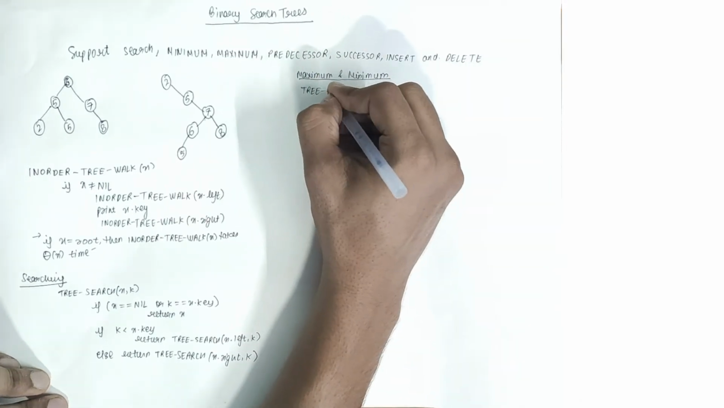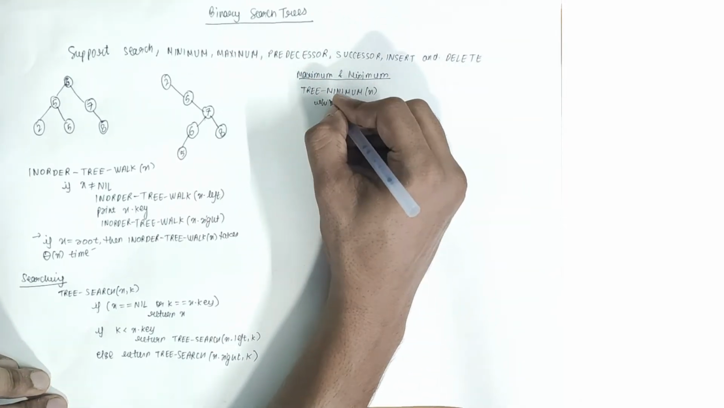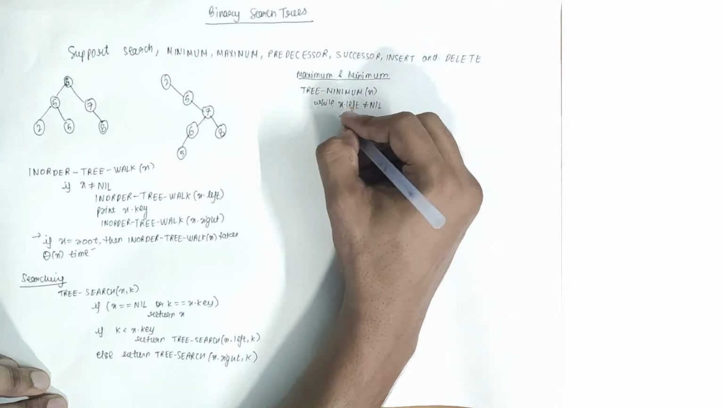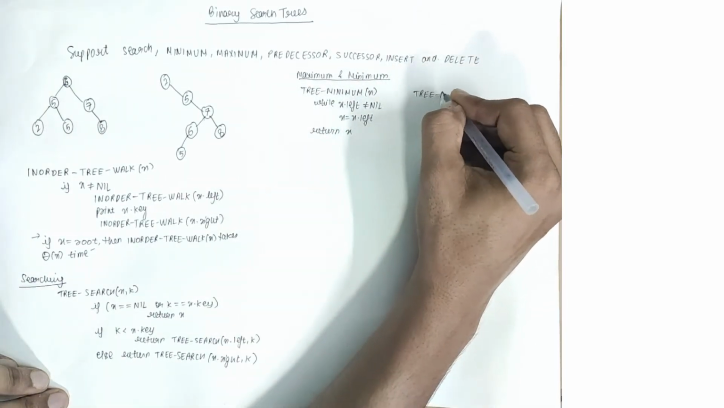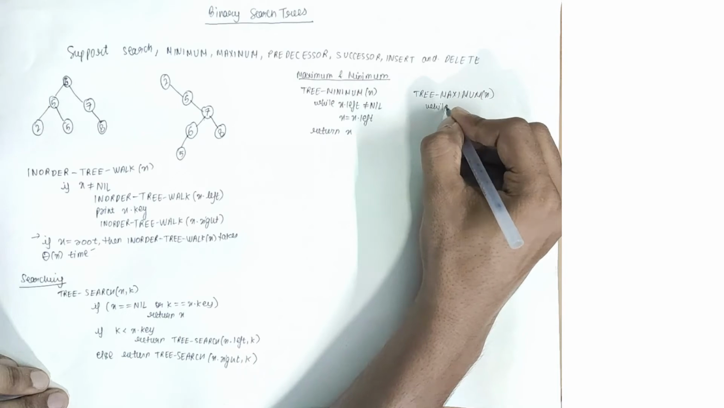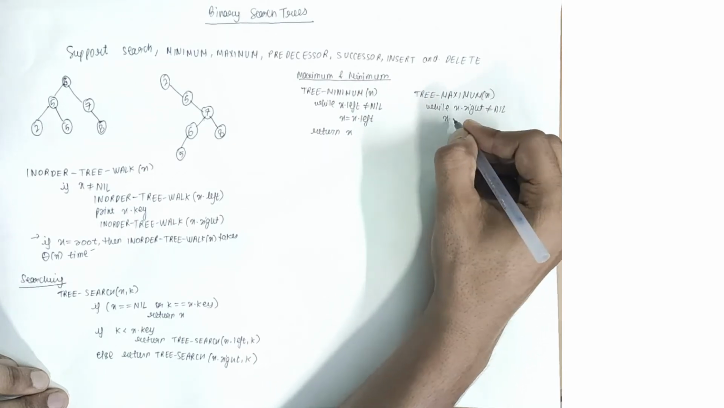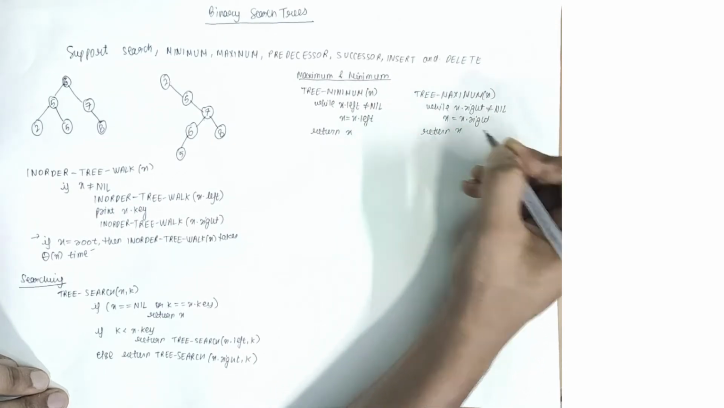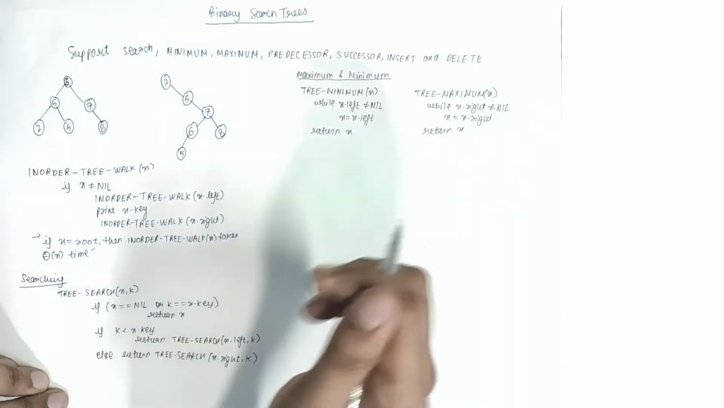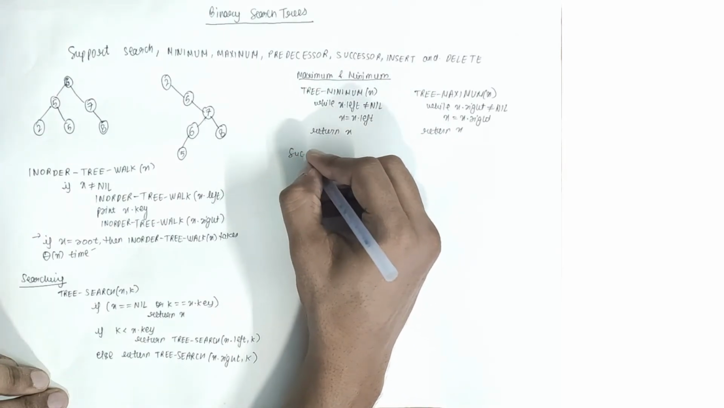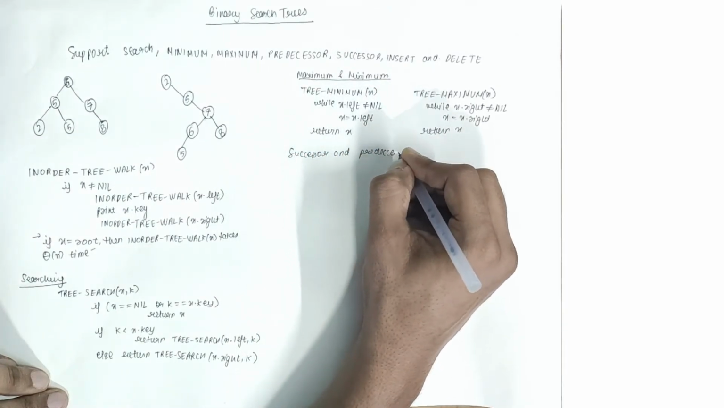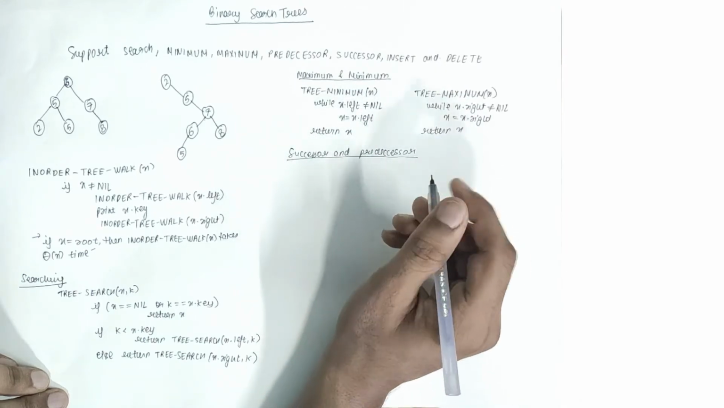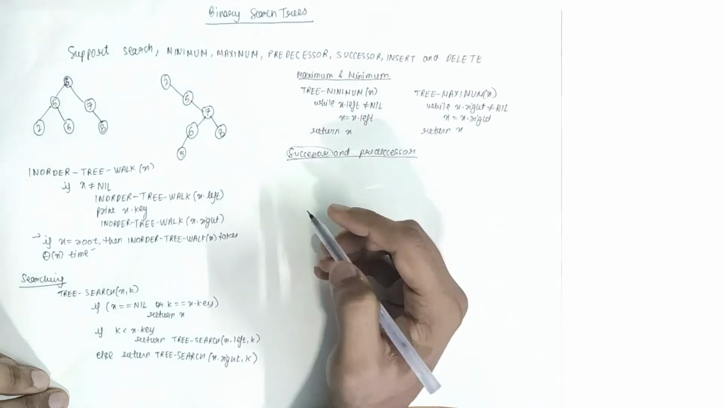To find maximum and minimum, let us see what we can do. Tree minimum, if we are having node x as the root, is basically that if x.left is not null, we just keep moving left, and as soon as the left child becomes null, we return x. Tree maximum is also similar. Till x.right is not null, we just keep moving right. As soon as the right child becomes null, we just return x.